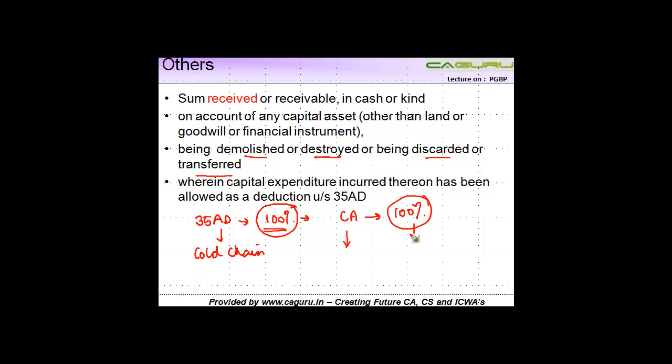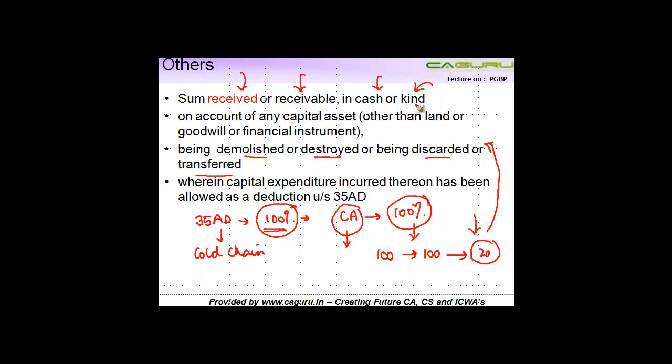So you claimed 100% deduction for this, and when you sell it, you get some money back. So this capital asset, which was, let's say, for 100, you claimed deduction of 100 there. Now you get, let's say, for example, 20 rupees on account of any of these four factors. This 20 rupees that you get is going to be taxable under the head profits and gains of business and profession. You may have received this money. You may have to receive this money. The sale has happened. You may get it in cash. You may get it in kind.